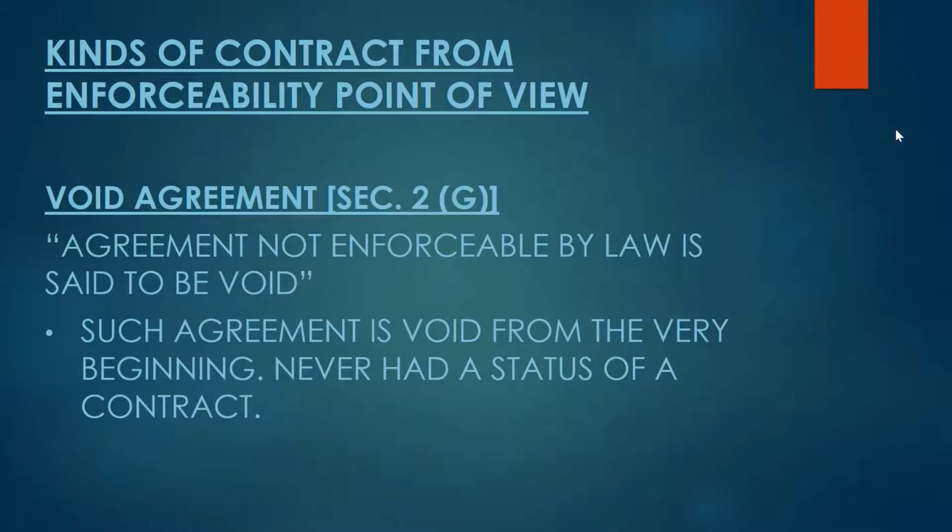Right? Section 2(g) defines the term void agreement. It says an agreement not enforceable by law is said to be void. This definition is just opposite of the definition of contract given in section 2(h). Section 2(h) says an agreement enforceable by law is a contract. Here 2(g) says an agreement not enforceable by law is void. I hope the distinction between void agreement and void contract is clear.